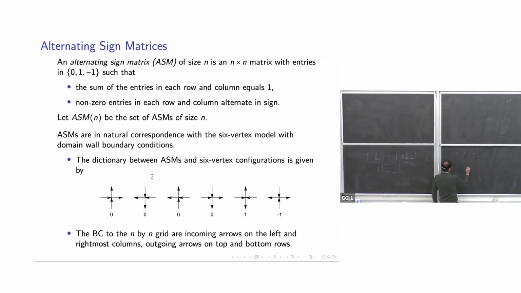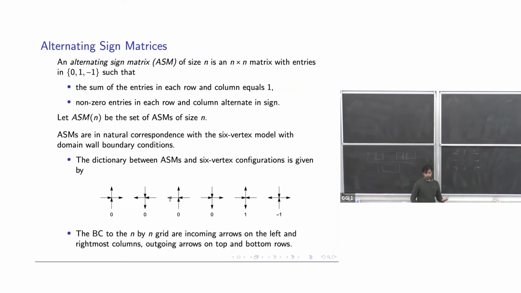So I've got a size 3x3 square, and I've got outgoing arrows on the bottom, and incoming on the left and right. Right. So that's what the domain wall boundary conditions are. And all the six-vertex model is that for each vertex, you have two incoming and two outgoing arrows, and there are 6 possible configurations that you can get.